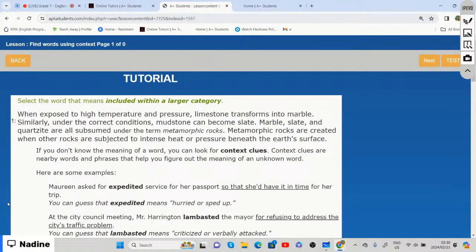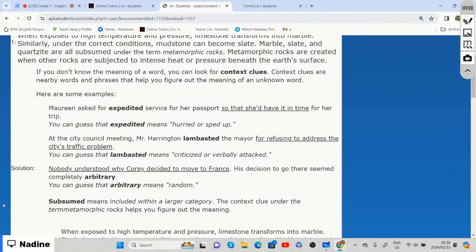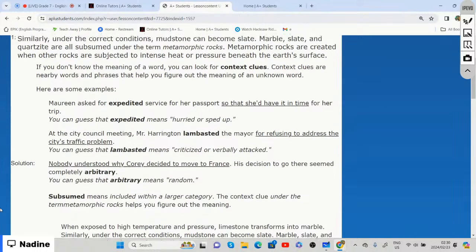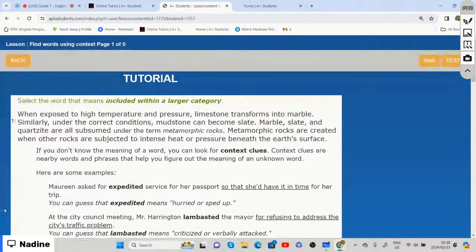So basically, if we look at the word subsumed, remember, sub means either below or under, right?